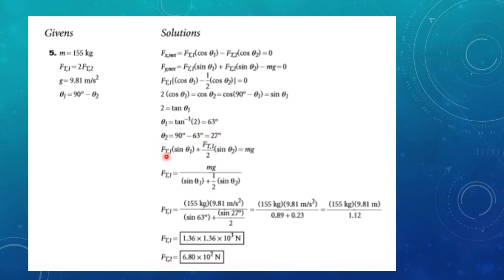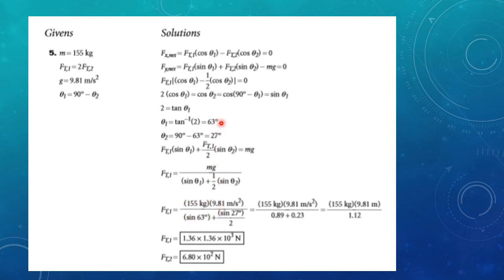Now, force of tension of cable 1 times sine of the angle, plus force of tension of cable 1 divided by 2, remember, it's twice that of number 2, times sine of angle 2, equals mass times gravity. This is simply restating our net forces in the y direction, but we have information now, so we're pulling this down here. Let's rearrange and solve for the force of tension of cable 1. So mass times gravity divided by everything else. We have angles now that we can put in there, and so here is the plug and chug.